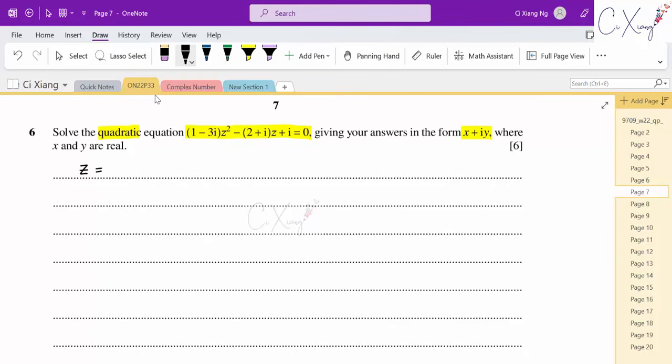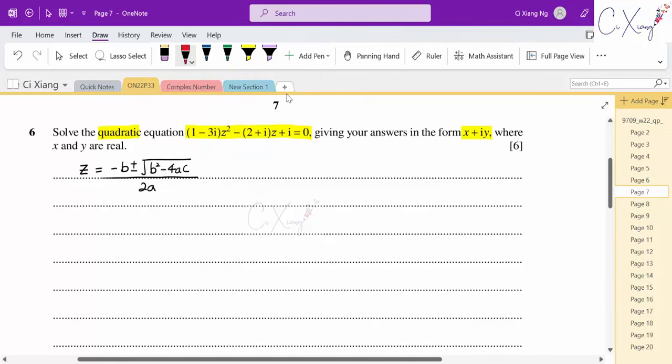Alright, so we have the general formula where z equals negative b plus minus the square root of b squared minus 4ac, then divided by 2a. Then from here I try to apply what we have. Our a is 1 minus 3i, the b is negative 2 plus i, and the c is actually i. Okay, so try to substitute everything in.